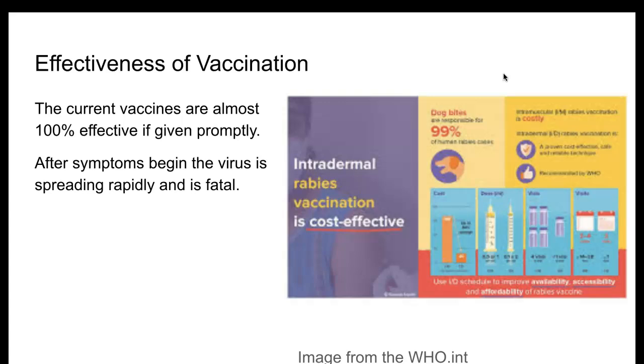But after symptoms begin, the virus is spreading rapidly and fatally. And that's what's so scary about this: you don't get symptoms until it's actually in your brain, and then it passes that virus down to your salivary glands, and that's how it spreads. And so it almost interferes with your immune system, so you're not symptomatic until it gets to the point of fatality.